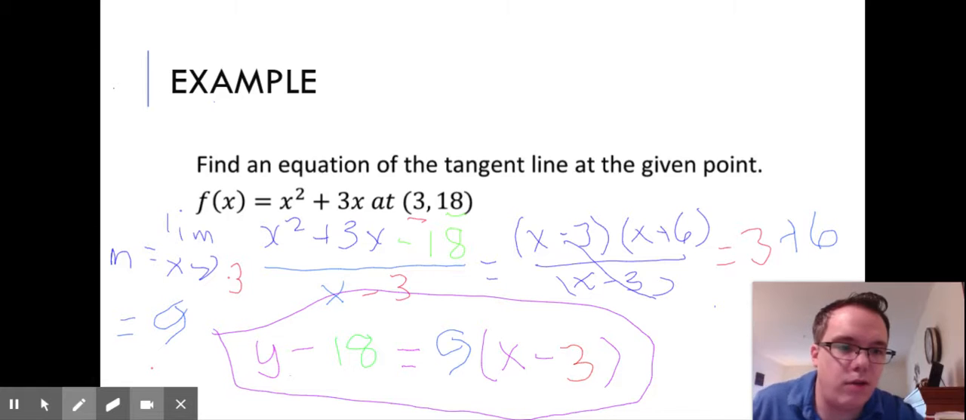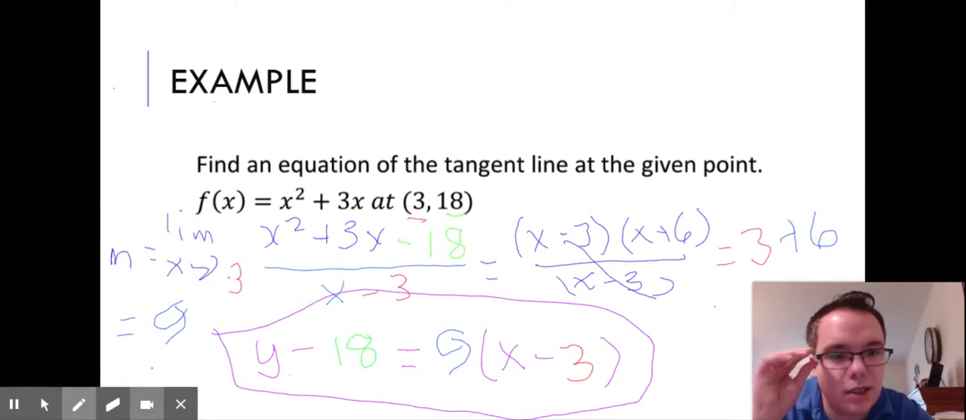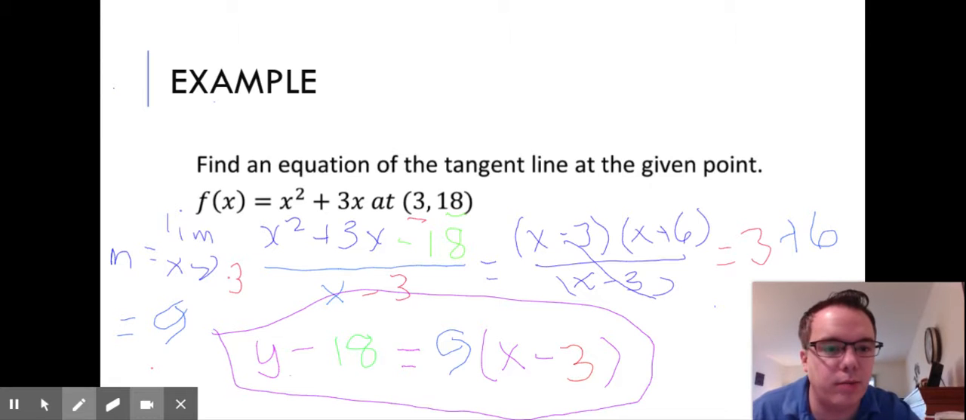All right. So all you have to do is find the slope using our limit equation and then plug in the point and the slope you have into point slope form, and you'll have the equation of our tangent lines.